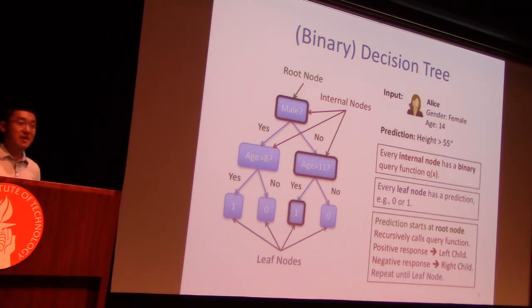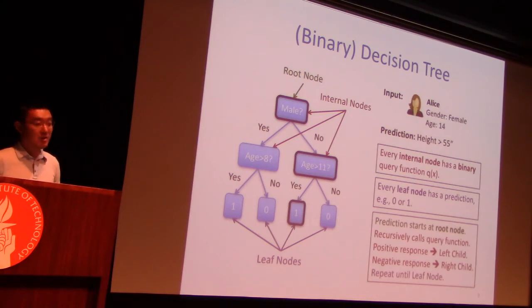Any questions on that? Yes? How do you choose the order in which to go to the individual features? Right, so how do we train a decision tree? We'll talk extensively about how to train a decision tree in this lecture. Right now, let's think of this as a decision tree that's already been trained.